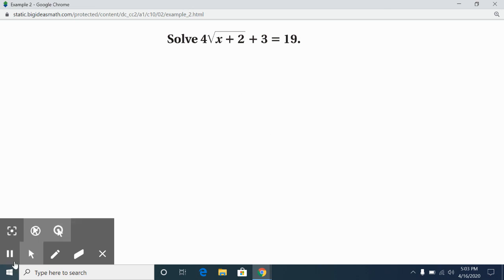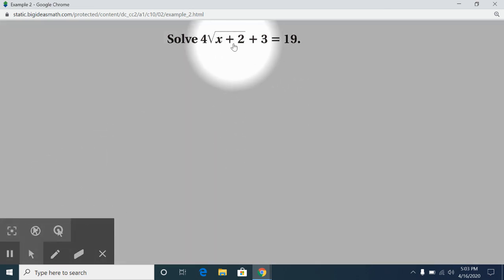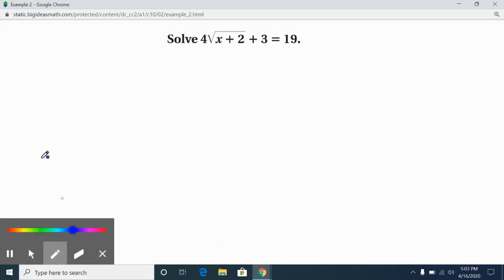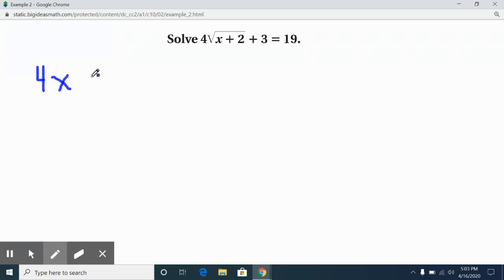Here's how I picture it. I pretend that this square root expression is like a big variable that I'm trying to isolate. We've done things like this before. If I want to isolate the square root expression of x plus 2, I'm going to pretend it says this, and I'm going to follow the same exact steps.